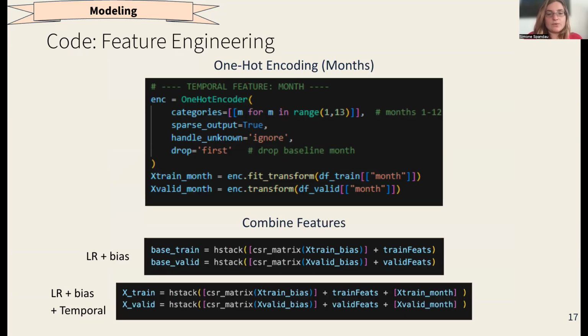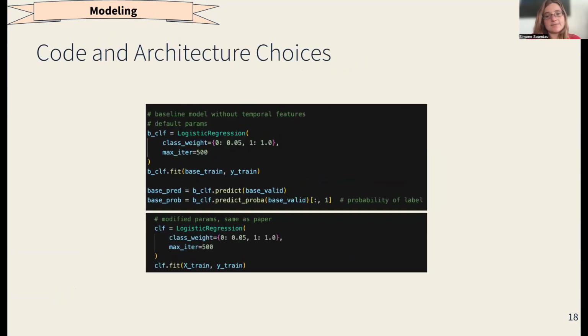And then finally, we combined the features. So I show the code for our logistic regression model, which just has the DF, IIF, TF-IDF, and user item biases. And the logistic regression with the temporal is the exact same features plus the one hot encoding of the months.